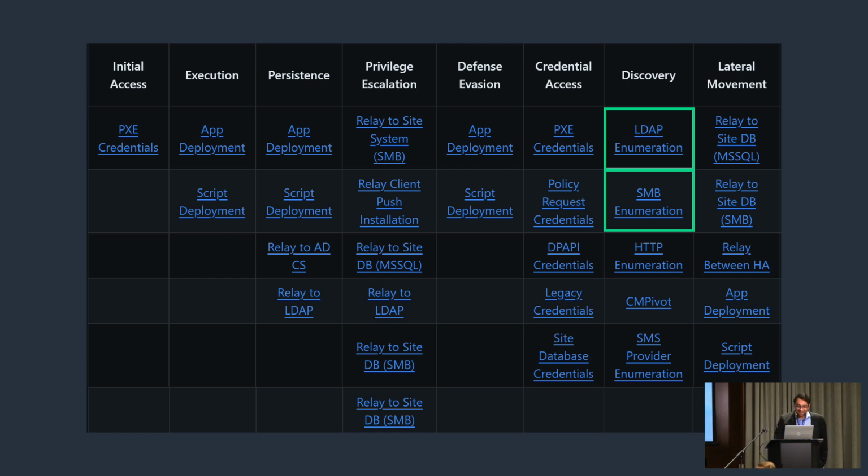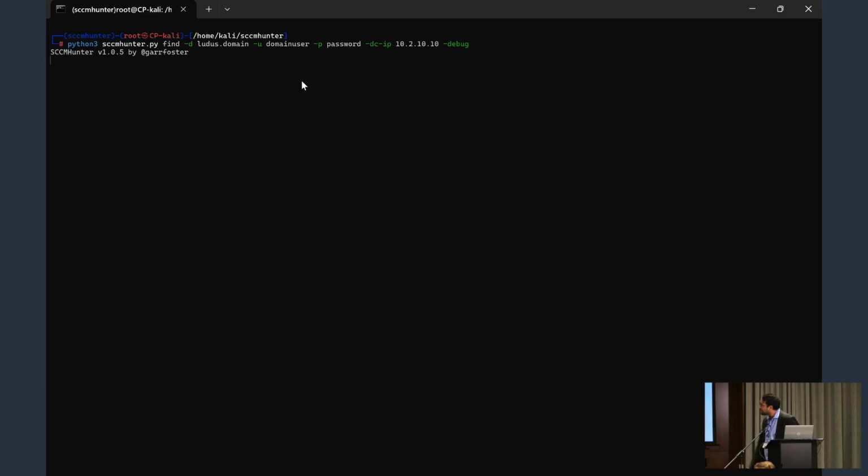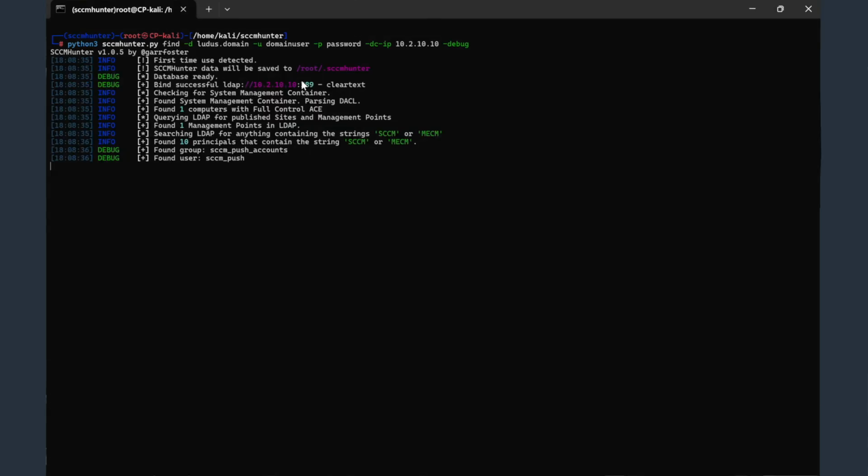People have taken this to another level. One of the other members of the Spectre Ops team, called Garrett Foster, put together a tool called SCCM Hunter. It kind of looks like this. Maybe let me start from the beginning. Okay, so I'm running it in debug mode here so that we can see what it's doing.